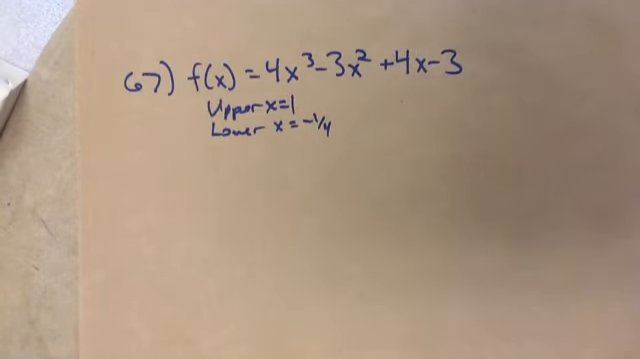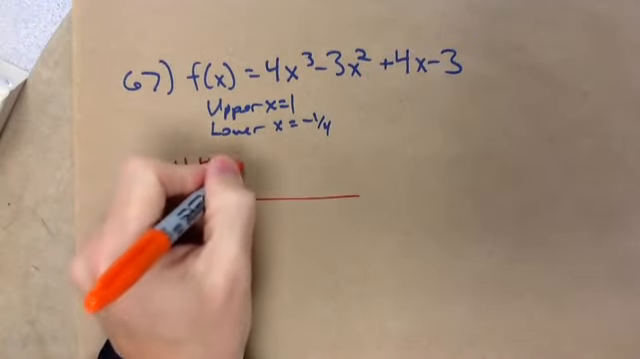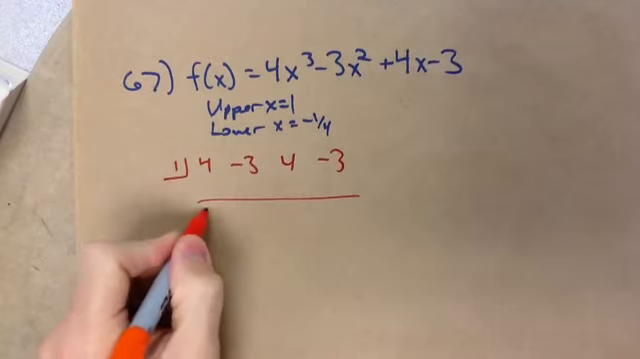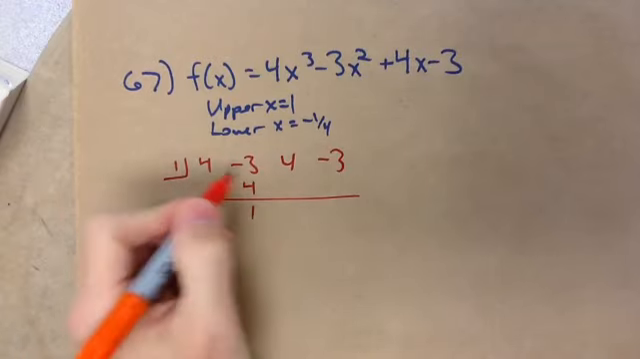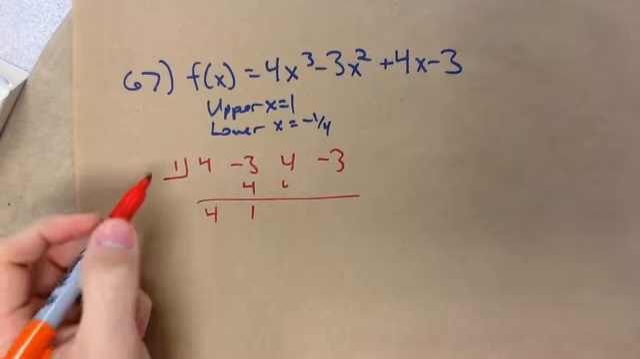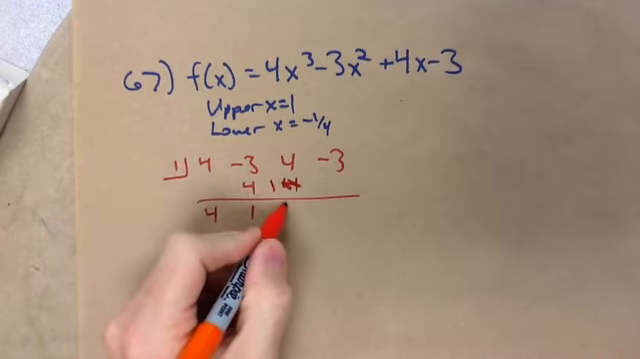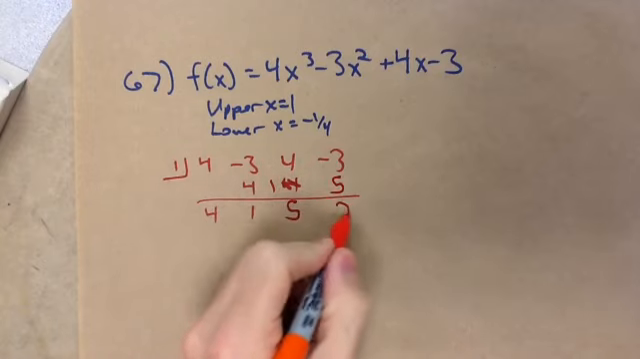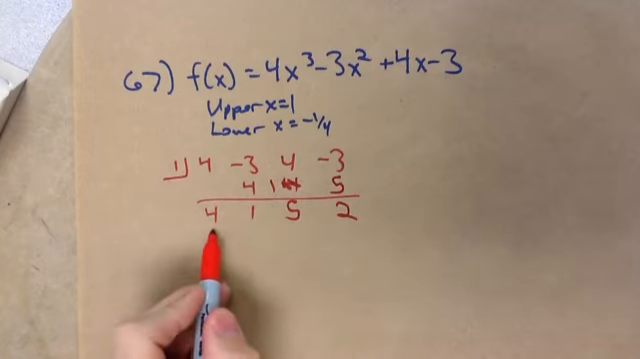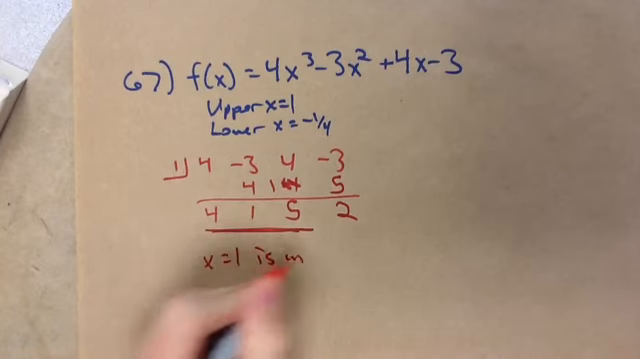For number 67, we need to use synthetic division to verify we have an upper and lower bound for our real zeros. So we start with an upper bound of 1. I'm going to put 1 in my synthetic division, and I get 1, 5, 5, 2. Now, all of these values turn out to be positive, and so that means that x equals 1 is an upper bound.